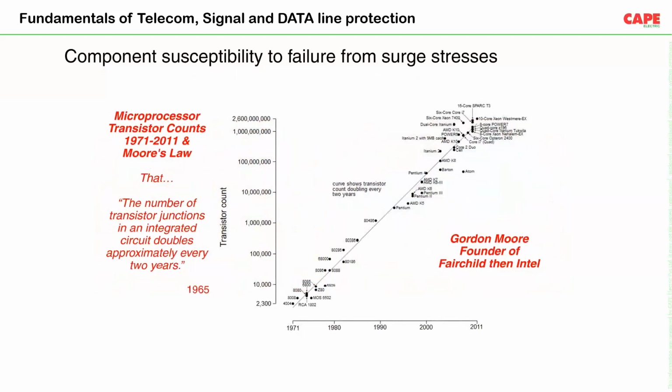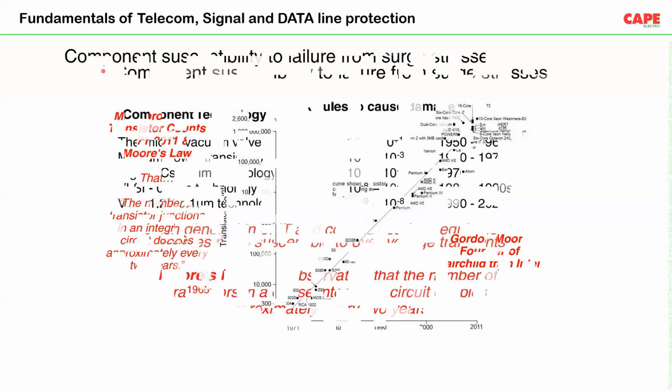Mr. Gordon Moore, who was the founder of Intel, gave a law which says that the number of transistor junctions in an integrated circuit doubles approximately every 2 years. This is a graph from 1971 to 2011, which shows that in 1971 the number of transistor junctions was around 2,300 in a single IC, which reached up to 2.6 billion in 2011. That was data from 10 years back; now things have increased even more. The number of transistor junctions has increased further. This is what is called Moore's law in terms of microprocessor and transistor counts.